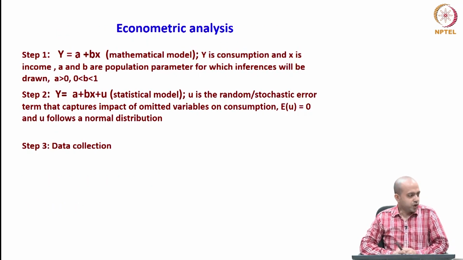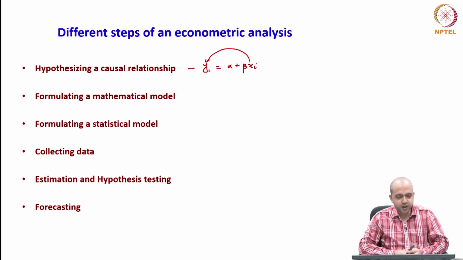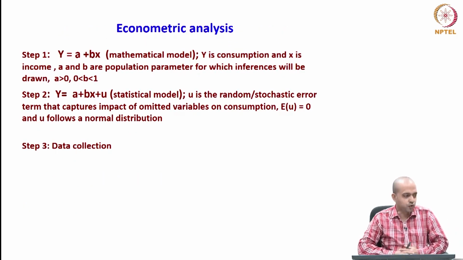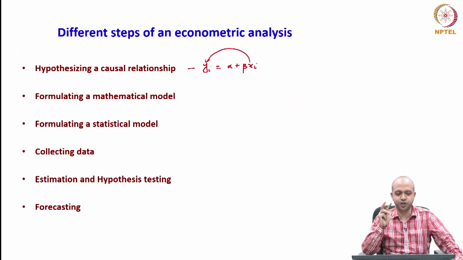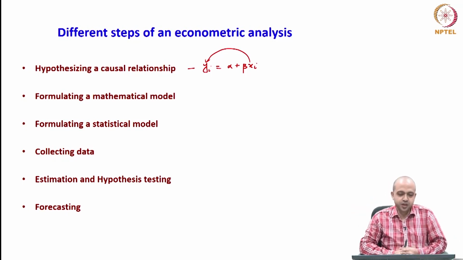So, this is step 1 what we have written, that once you specify this type of hypothesis, that income causes consumption, then the next step, as we have mentioned here, y equals alpha plus beta x, is formulating a mathematical model. What is the mathematical model? This is the mathematical model, y equals alpha plus beta x. Okay. So, our hypothesis here is that we are assuming income causes consumption.